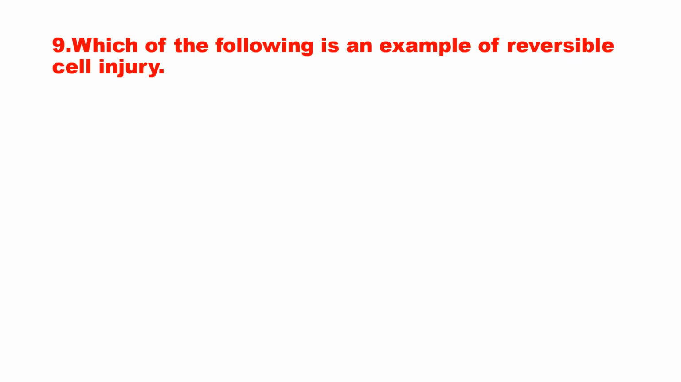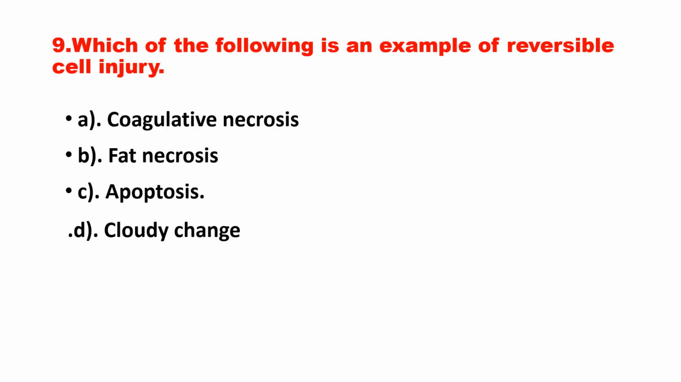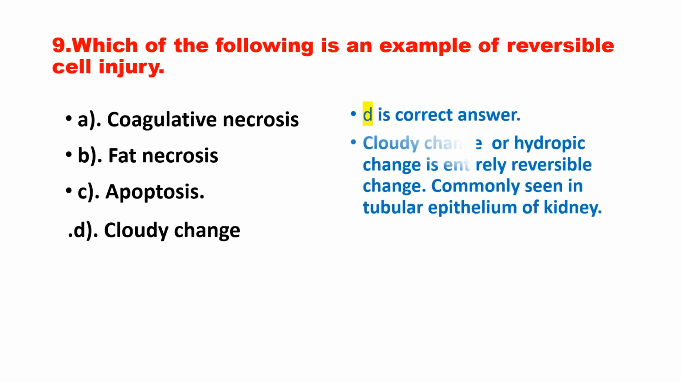Which of the following is an example of reversible cell injury? Coagulative necrosis, fat necrosis, apoptosis, and cloudy change. D is the correct answer. Cloudy change or hydropic change is entirely a reversible change and commonly seen in tubular epithelium of the kidney. Like cloudy change, fatty change of the liver is also an example of reversible injury.